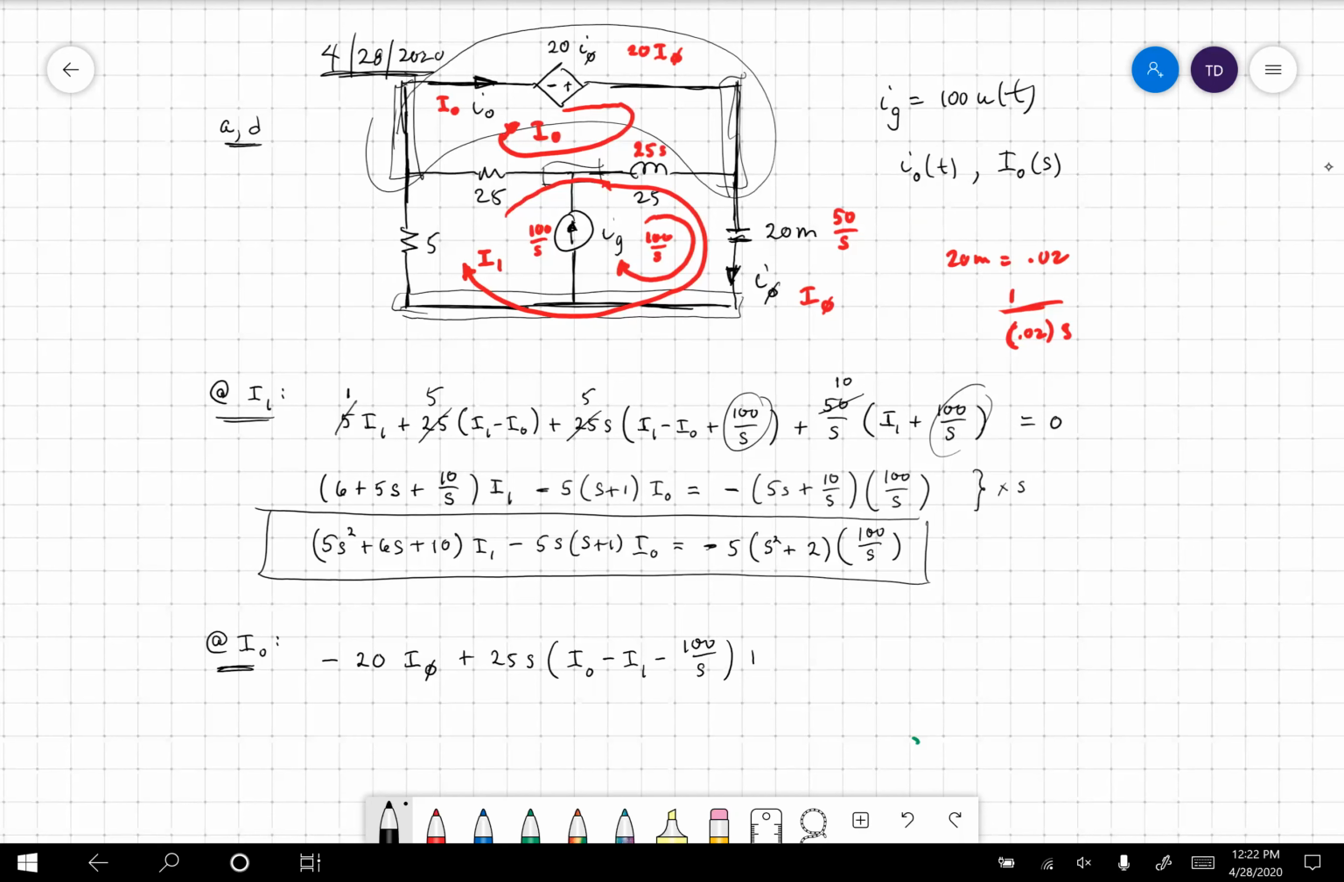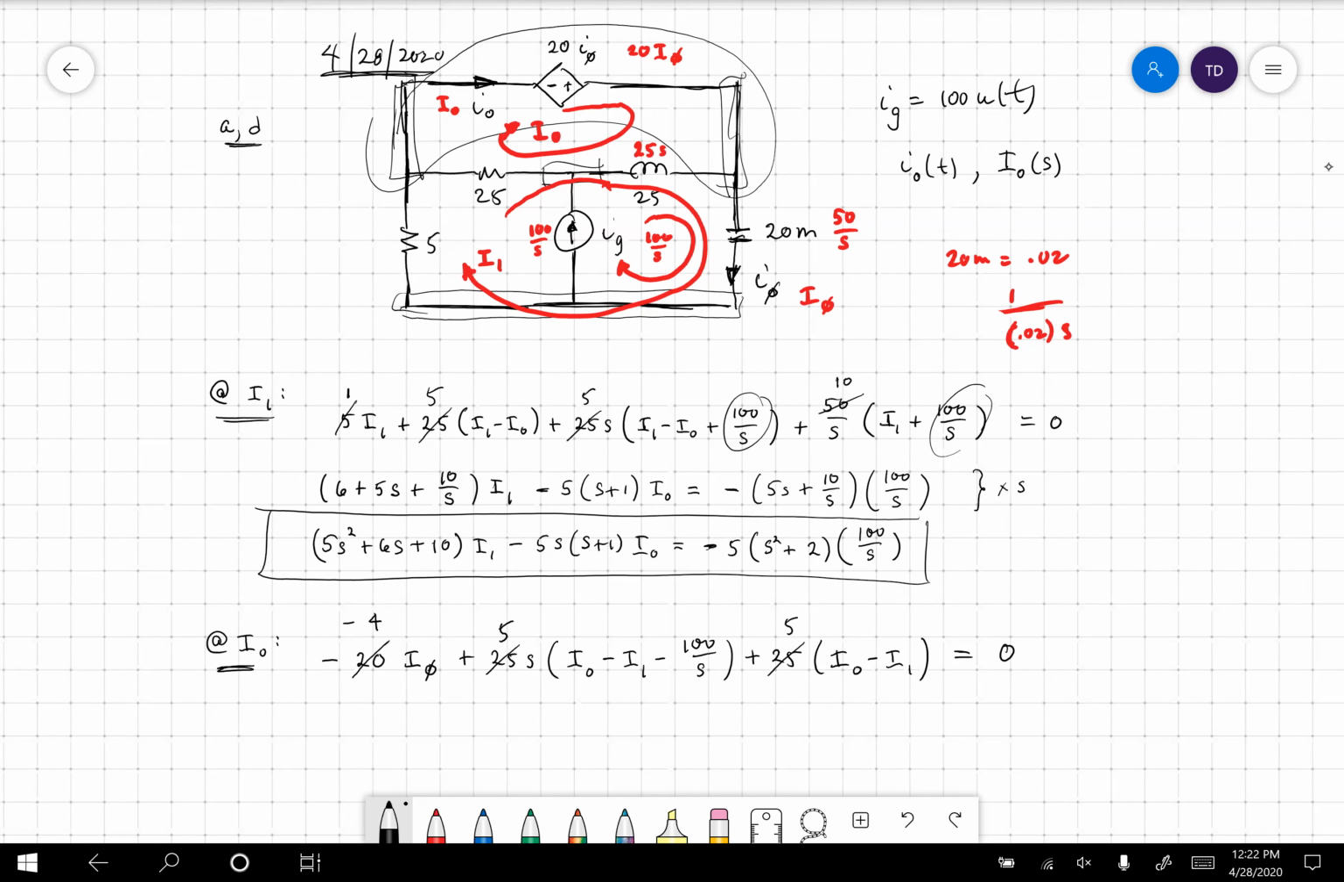And we have plus 25, and that 25 is going to multiply I0 minus I1. And those are the terms in that loop. Sum them up, and they're equal to 0. Okay, you can see clearly we can divide through by 5. Let's do that. It's going to give me a minus 4, a 5, and a 5 right there.